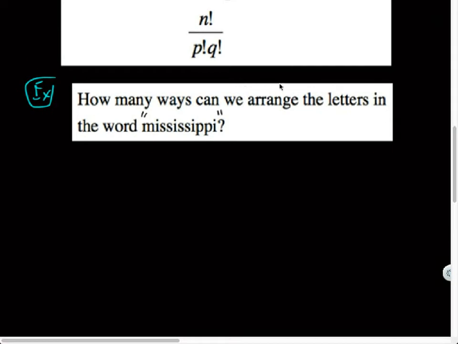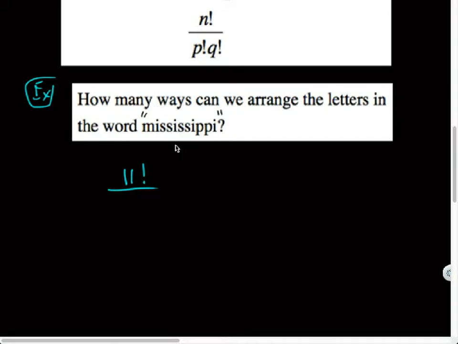So I'm going to use this little pattern formula. First of all, how many letters are there in the word Mississippi? 1, 2, 3, 4, 5, 6, 7, 8, 9, 10, 11. So that is 1 Mississippi, 2 Mississippi. So 11 factorial is the number of letters.